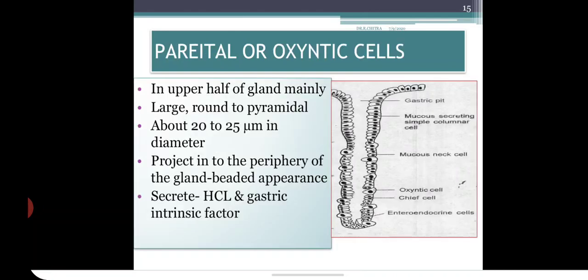Parietal or oxyntic cells are in the upper half of the gland mainly. They are large, round to pyramidal, about 20 to 25 micron in diameter, and project in the periphery of the gland, giving a beaded appearance to the gland. These cells secrete HCl and gastric intrinsic factor.